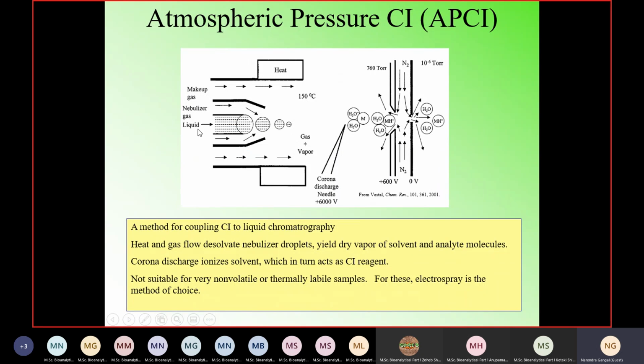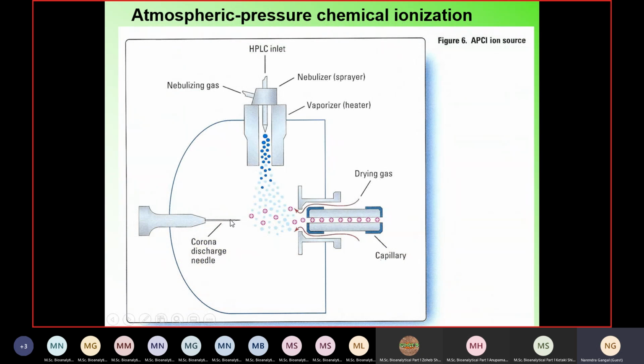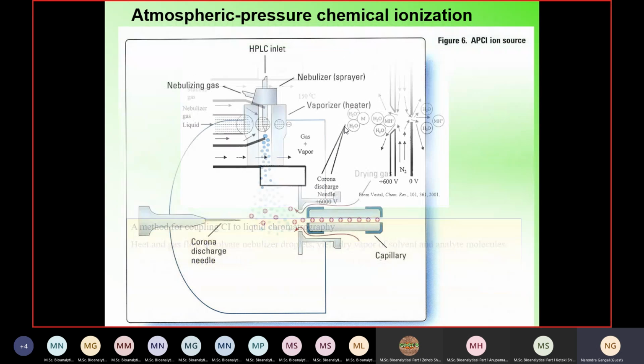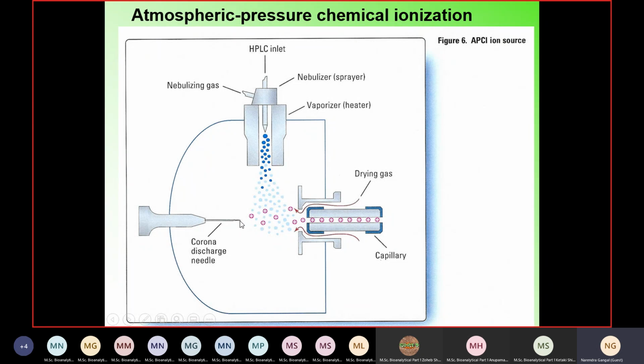So you can see here, this is the liquid chromatography portion. From the nebulizer there is the gas and liquid, there is a makeup gas, and this is the gas plus vapor portion. Then there is a corona discharge needle, which I showed here. This is the needle. Now this needle has a potential difference of plus 6000 volts applied to it. So this has a very high voltage, 6 kV.